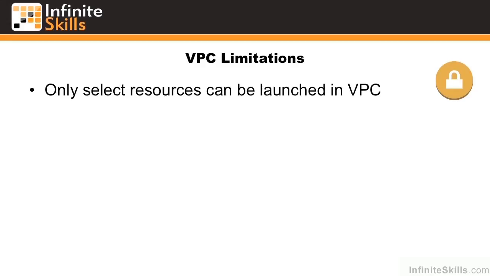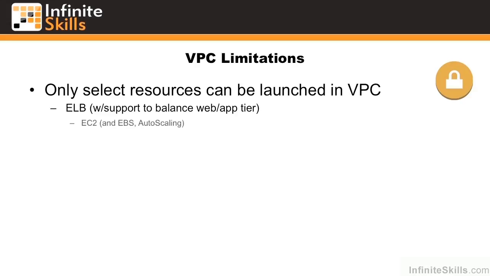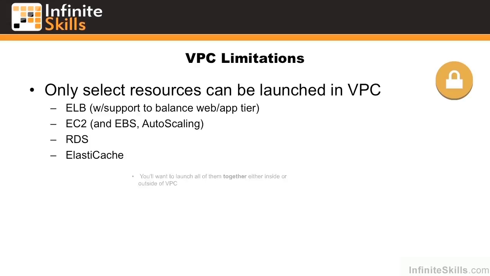VPC comes with several limitations. Only select resources can be launched into the VPC. Currently, that includes ELBs, with support to balance between the web app tier only in the VPC, EC2 as well as EBS and autoscaling, RDS or Relational Database Service, and ElastiCache or the Memcache compliant in-memory cache.